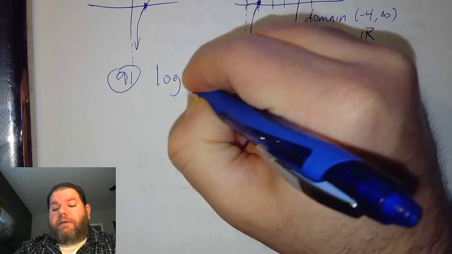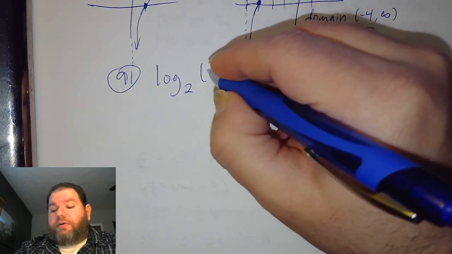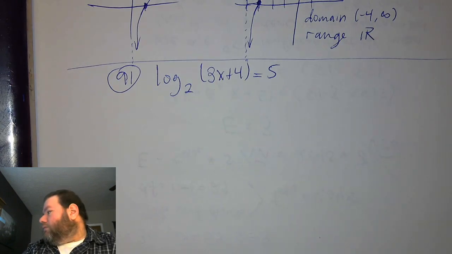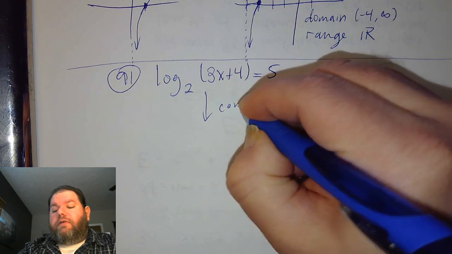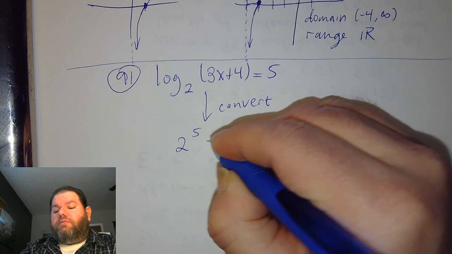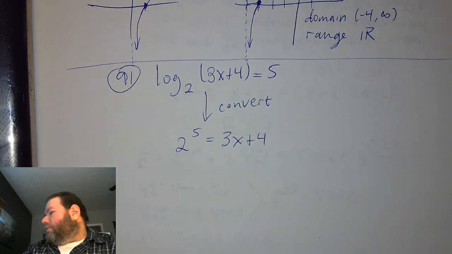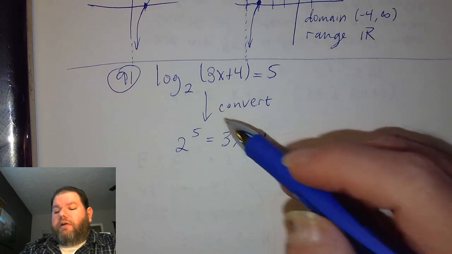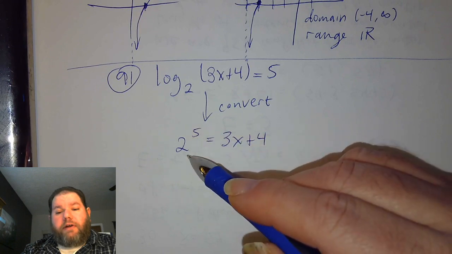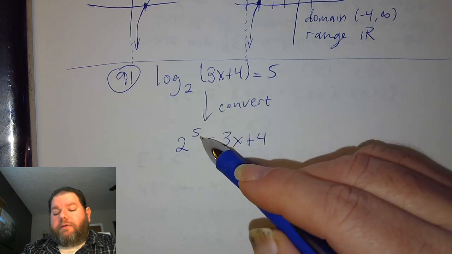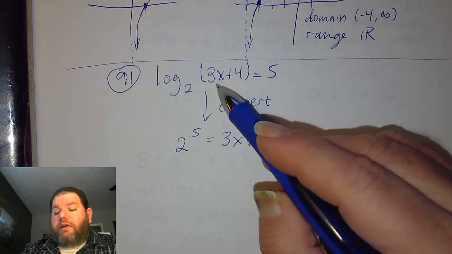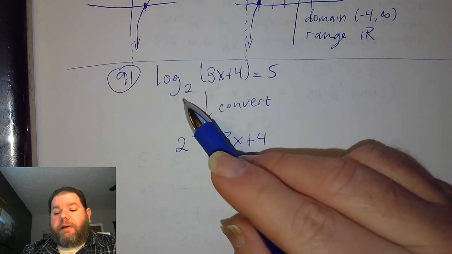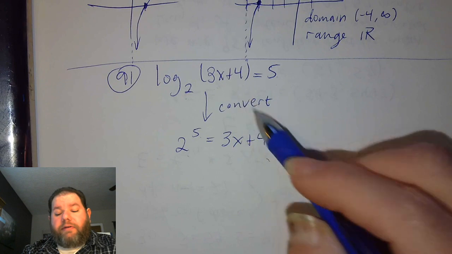on 91, we have log base 2 of 3x plus 4 is equal to 5. Now we convert this to exponential form. Now, when we convert this, again, we take our base 2, this is the base of our exponent now, and then raise it to the 5th power, and then equal to 3x plus 4. Okay. A lot of it's just recognizing that pattern. Base raised to the opposite side equal to the argument of the logarithm.